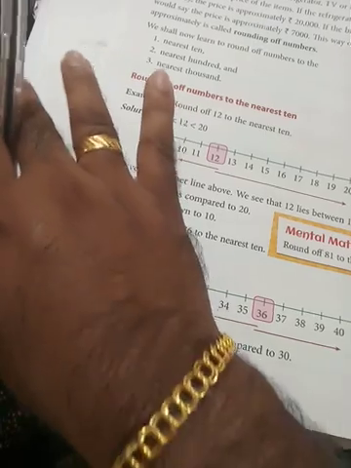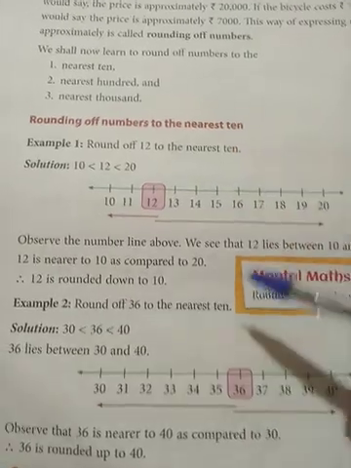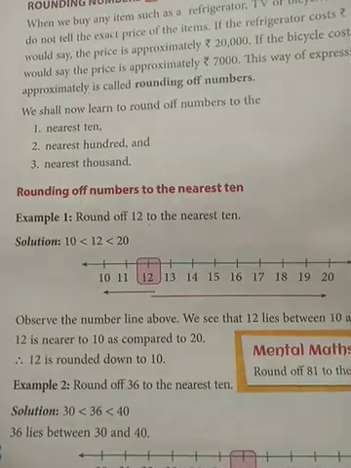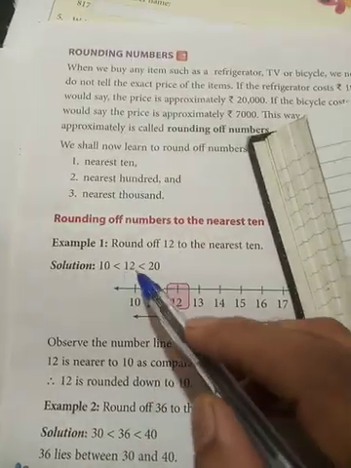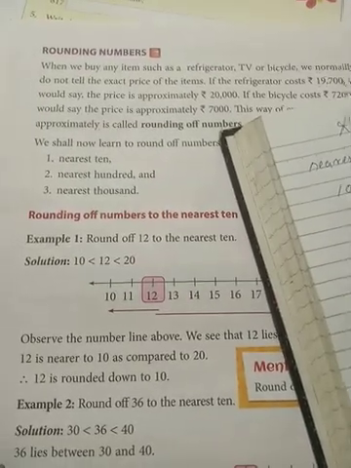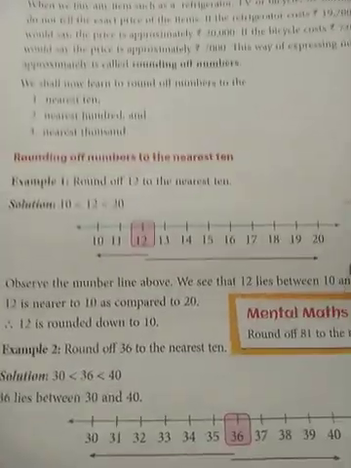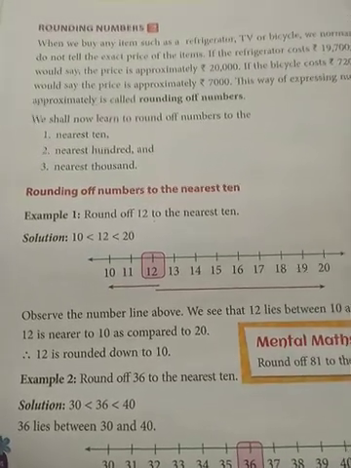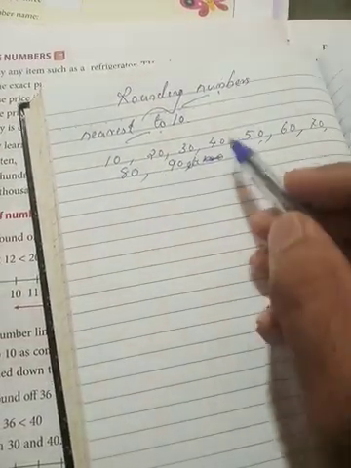Round off 12 to the nearest 10. We must know that 12 lies between two tens. Where is the position of 12, or where does 12 exactly lie? It is between two tens. Which are the tens? I told you: 10, 20, 30, 40, 50, 60, 70, 80, 90, and so on.